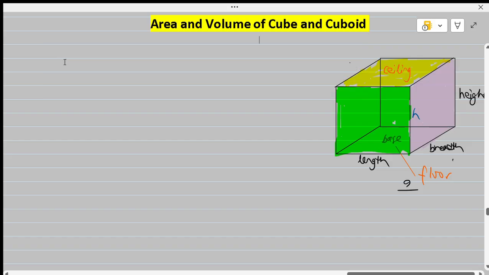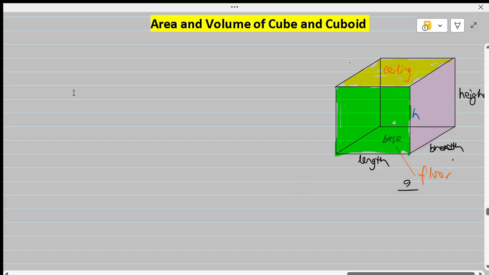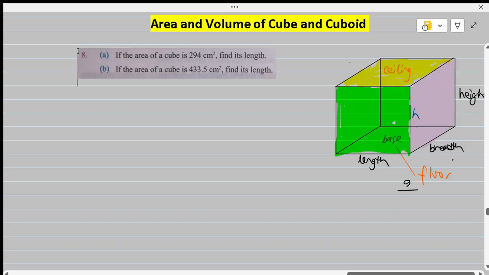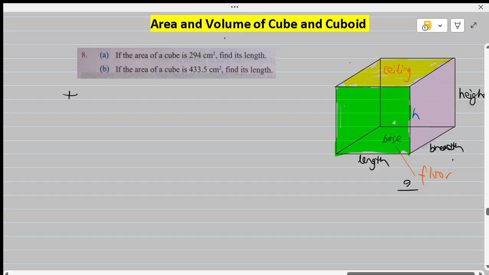Okay, number 8 we are going. So what's here in 8, let's see. Okay, see what's the idea? The area of the cube, area meaning here total surface area. So total surface area of the cube is given as 294 centimeter square, and we are asked to find its length. So here we are given, I'm doing number 8.